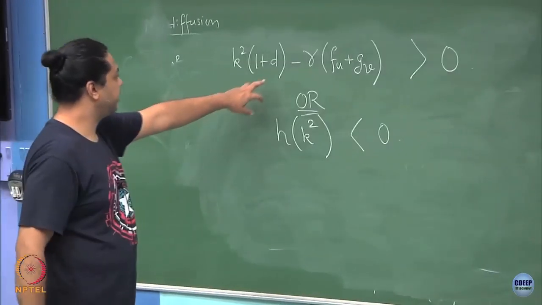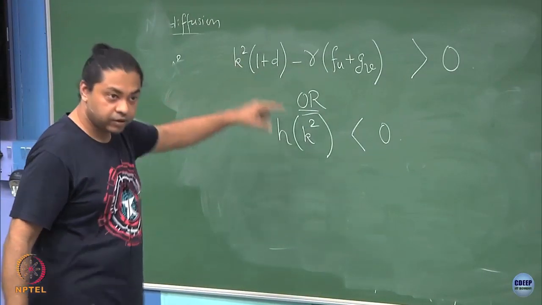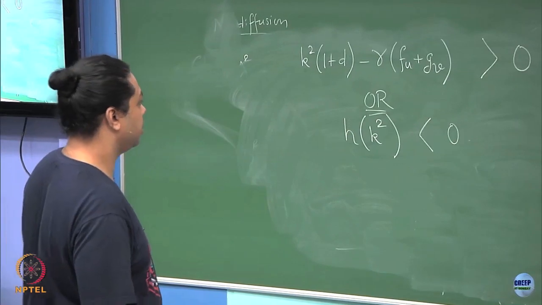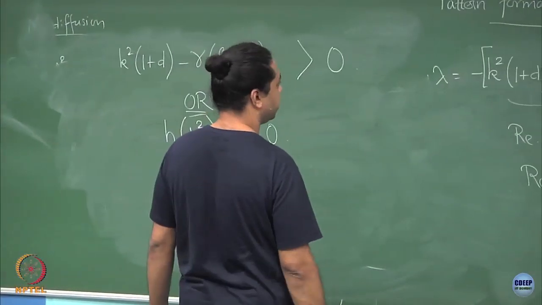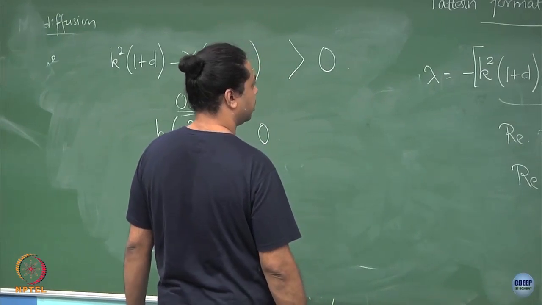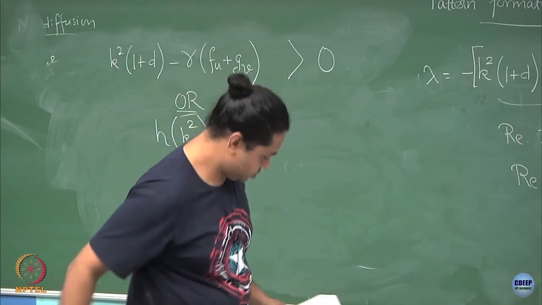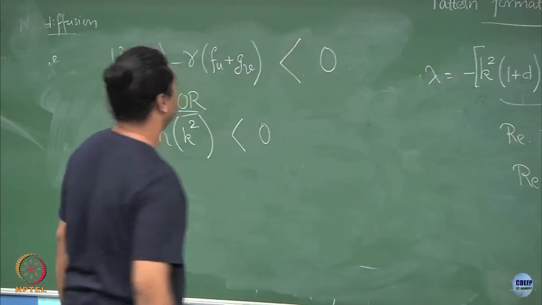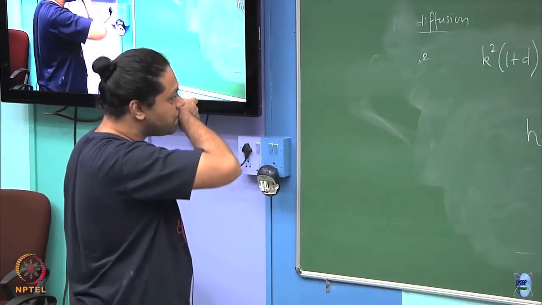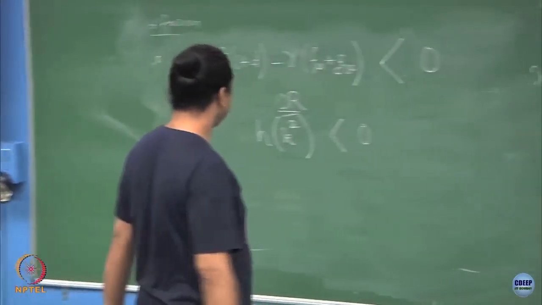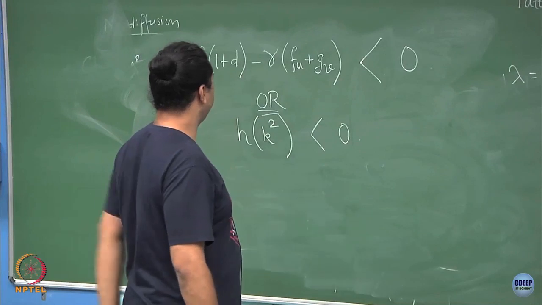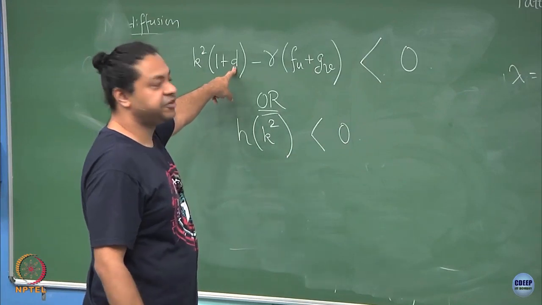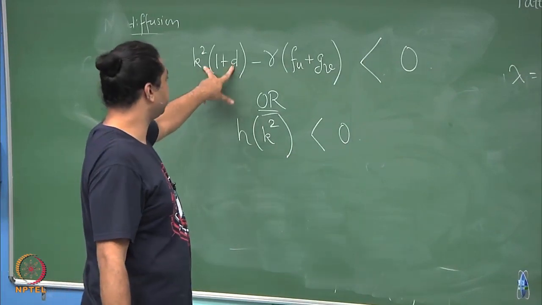Let us look at this first one. K square is the wave vector. That should be less than 0. So, if this is what I want, remember k square is the wave vector, so that is positive. D is the ratio of the diffusion coefficients, so that is positive. So, this is a positive thing.